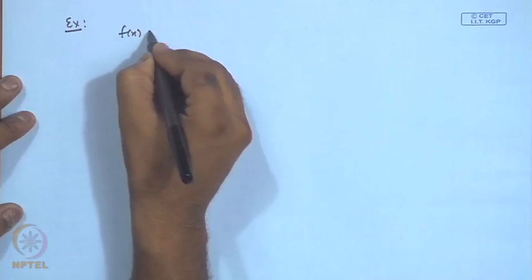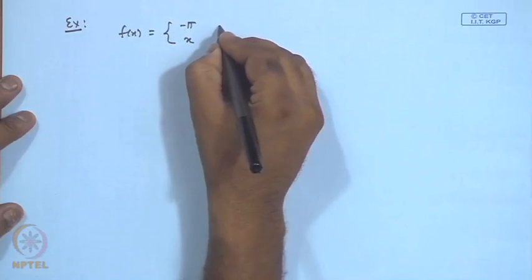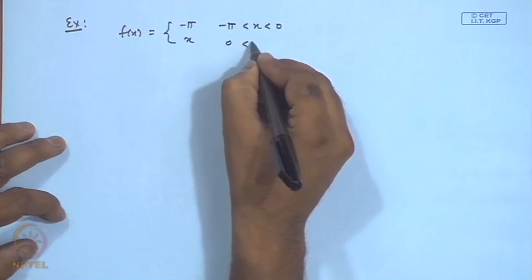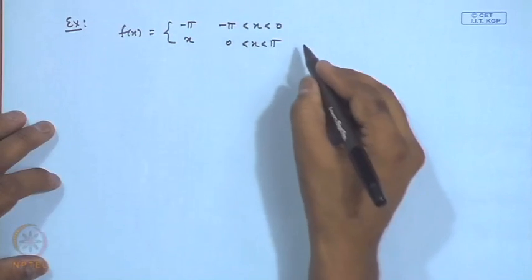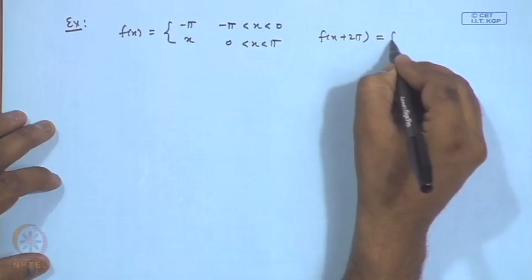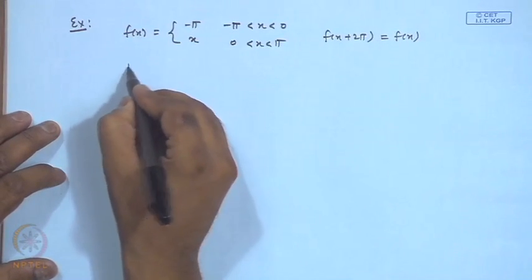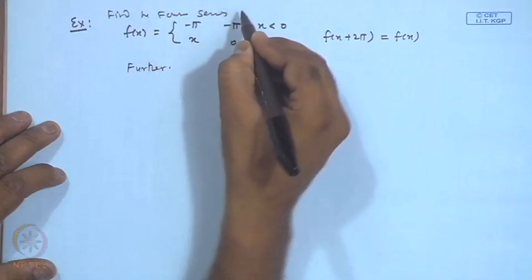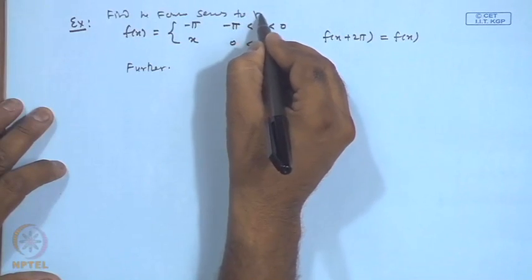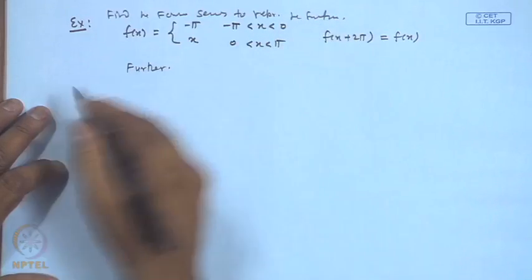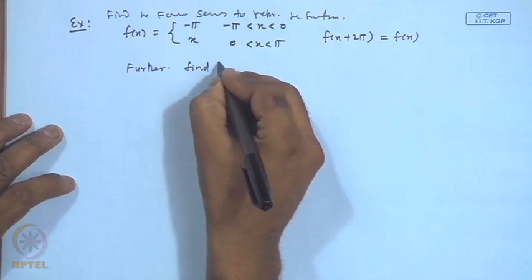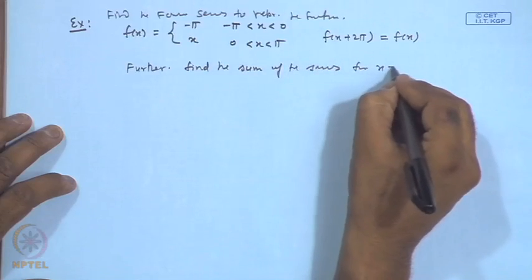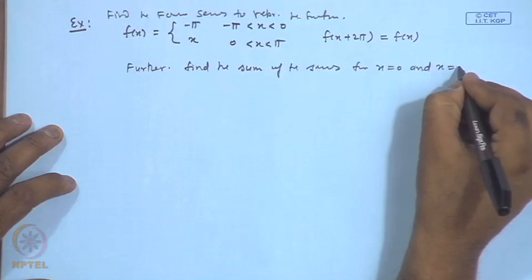So, let us just quickly go through one example. Find the Fourier series of the function f(x) equal to minus pi when x is in minus pi to 0, and x when x is in 0 to pi, and the function is periodic, so f(x plus 2 pi) is equal to f(x). Find the Fourier series to represent the function defined by this, and further find the sum of the series for x equal to 0 and x equal to plus minus pi.